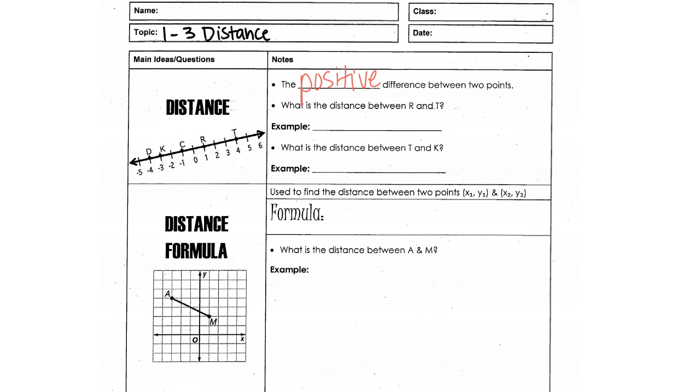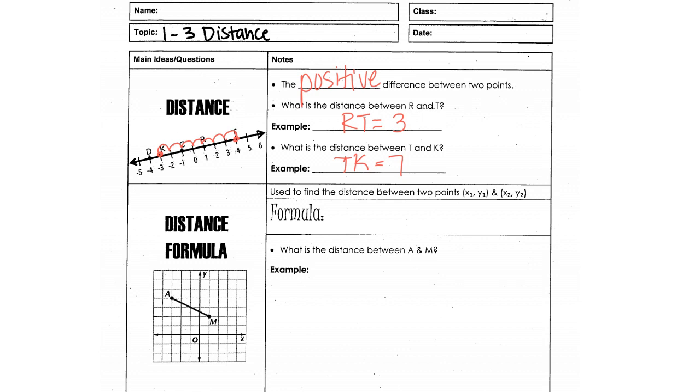What is the distance between R and T? What you can do is you can look at the 2 points and you can count if you have this number line. So 1, 2, 3. So from 1 to 4, the distance is 3. Now, what is the distance between T and K? You can do the same thing. You can count. And we get 7.